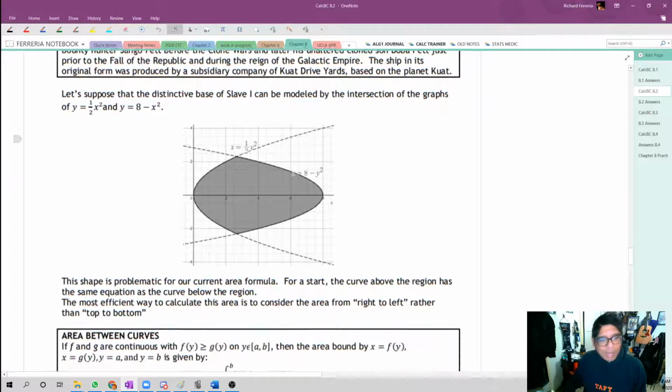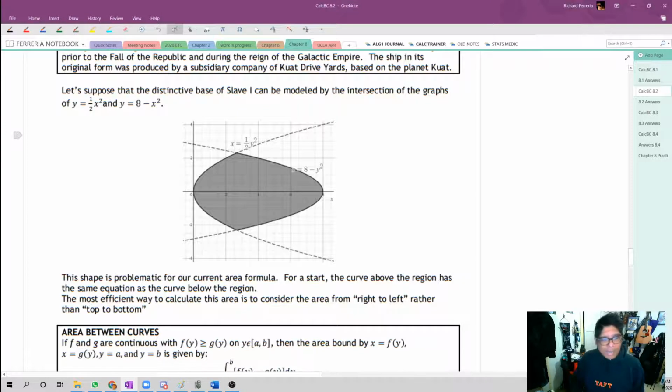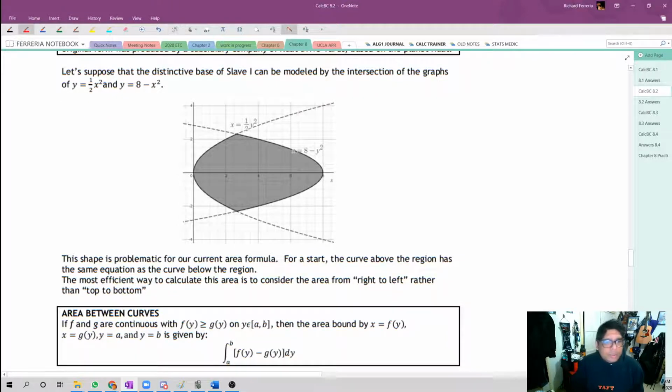So this is kind of problematic with the way that we currently look at area, because the top function here and the bottom function here are actually the same function. They are both x equals 1/2 y squared. Over here, the top function changes to the top half of 8 minus y squared, but the bottom function is the same function, x equals 8 minus y squared. So this is kind of problematic for us.